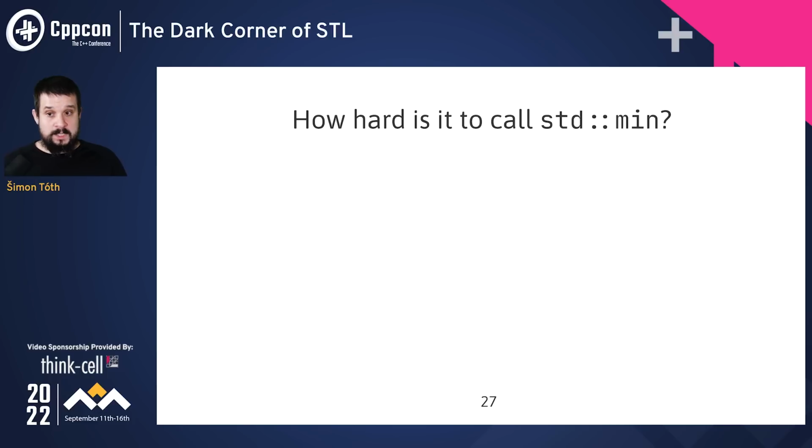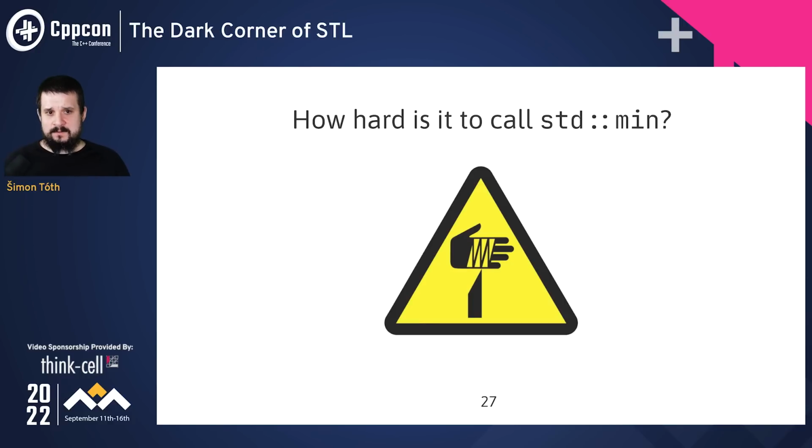And with that, we are done. We have a solution that gets away from the const case, correctly copies when we pass in a temporary, and only copies when it needs to, or also only moves where it needs to. So how hard is it actually to call standard min? Well, it's not that hard, but do be careful, these functions are pretty sharp.